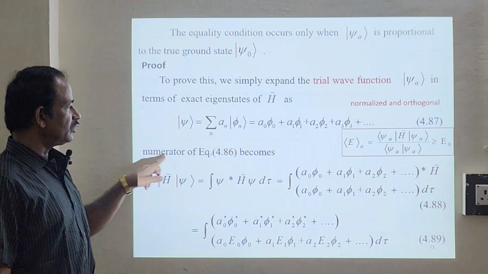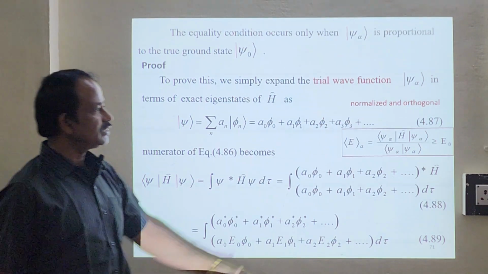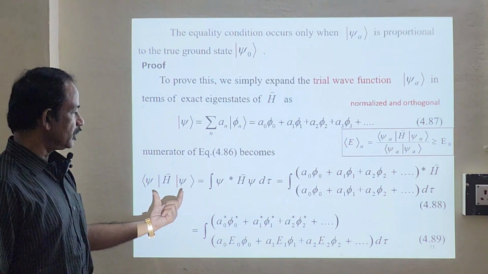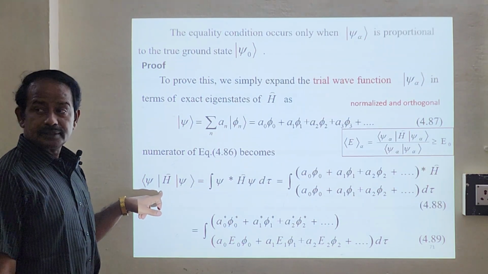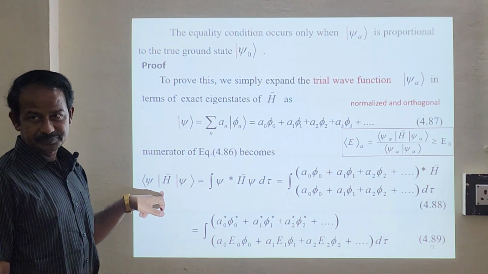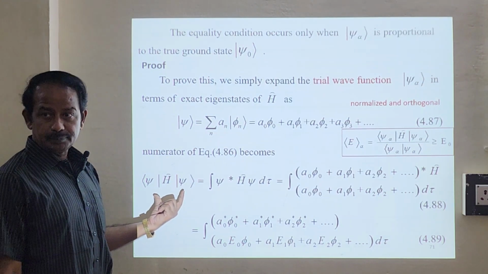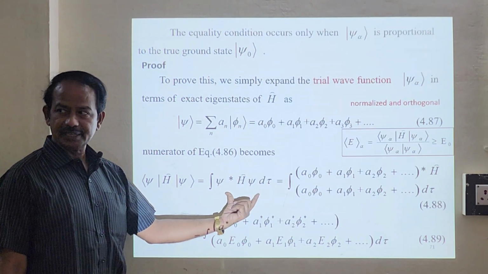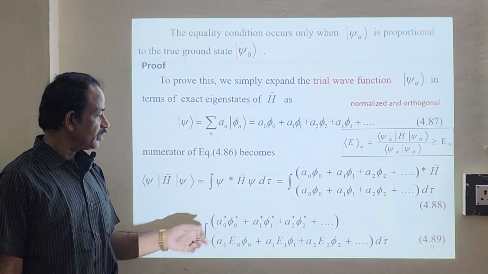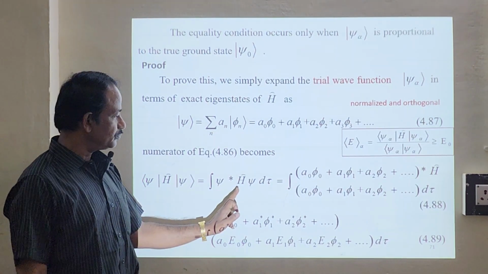Now just take the numerator of 4.86. We are going to calculate the expectation value of the Hamiltonian. This is in bra-ket notation, and this is in ordinary wave mechanics, matrix mechanics. That's all. So the integral of psi star H psi d tau is what we are going to get.